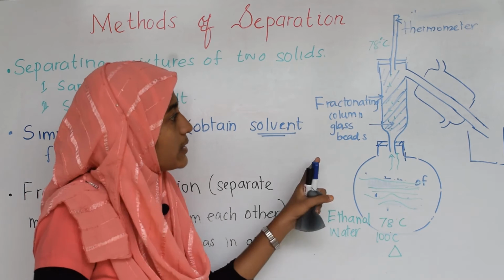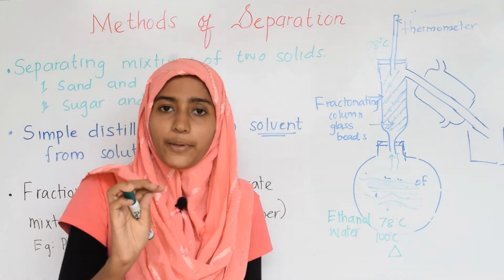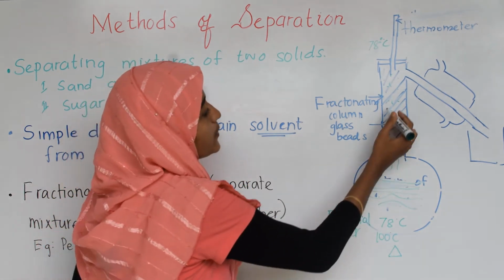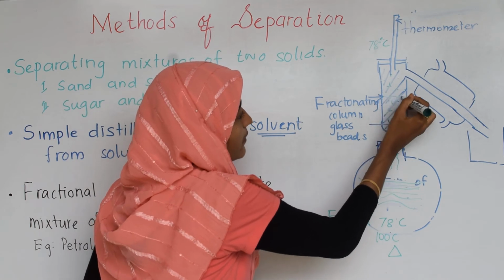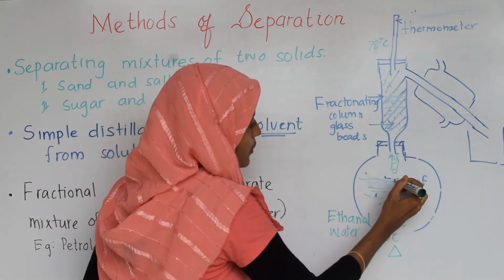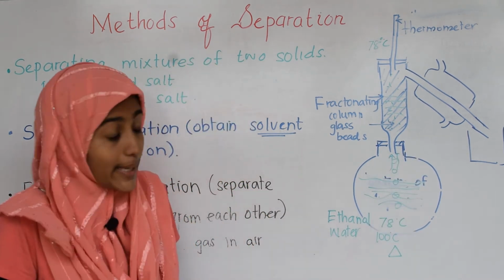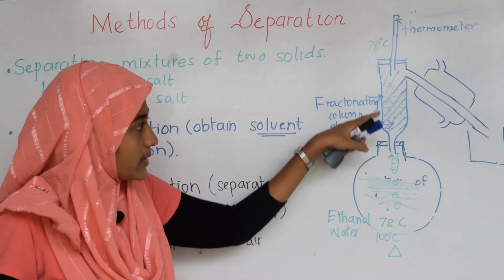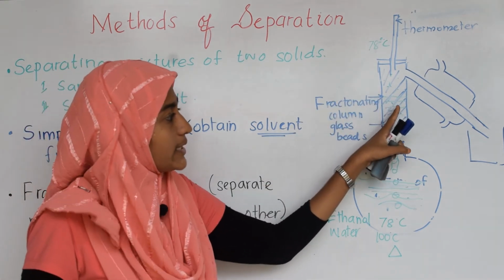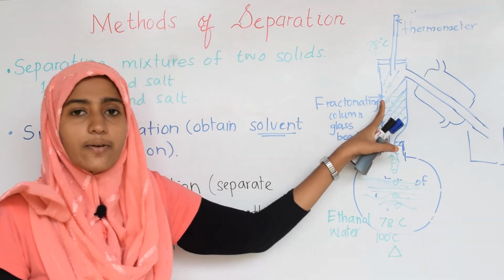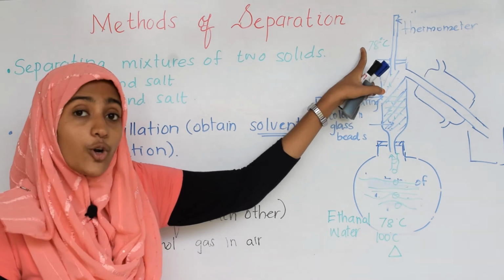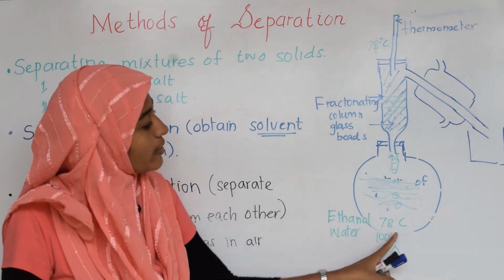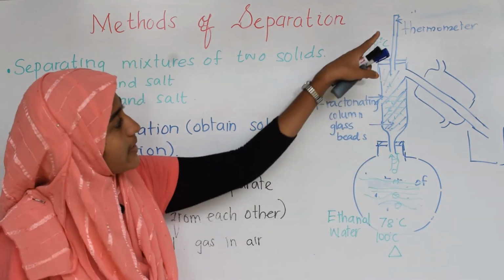Then what happens when they touch the surface of the glass beads? The water vapor will lose energy and it will condense and drip down. So you get the water vapor back in the form of liquid back into this flask. Only the ethanol will remain. So once all this water vapor condenses and drips off, it reaches 78 degrees. So when it is 78 degrees, what happens? Only the ethanol vapor can remain here. Water will drip down.